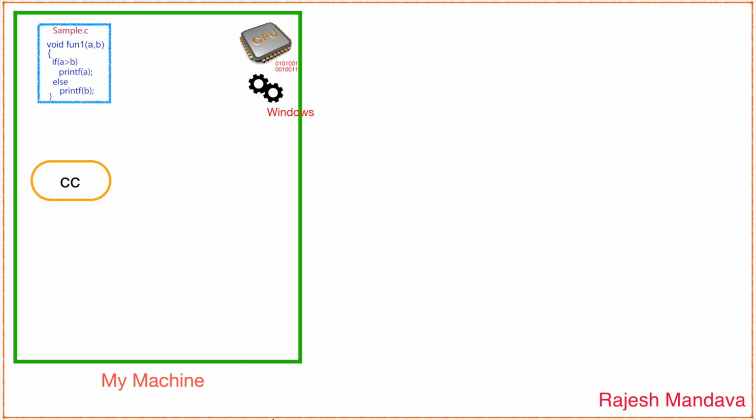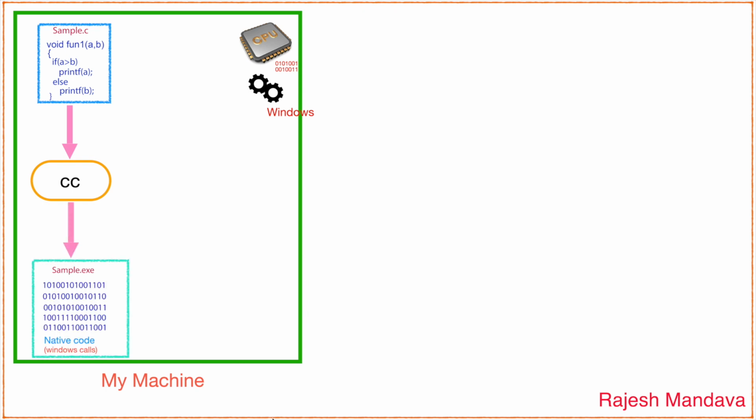C compiler, in short we call it CC. Now I submit the sample.c program to the C compiler. The C compiler's job is converting C programming instructions into machine understandable format and placing it into a new file named sample.exe. This file has Windows calls. It is converted into native code. The native platform is the Windows operating system here. Now I submit this exe file. The Windows operating system can go through all those statements, the program will be executed, and we get the desired output.